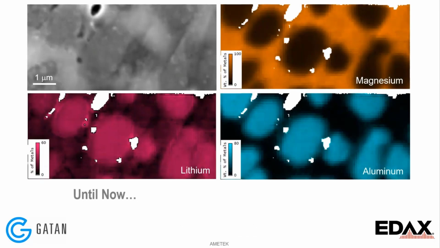That is until now. As you can see on the bottom left-hand side, in colorized in pink, we have a lithium map collected from a lightweight structural alloy. Now, before I go into any detail about what this map is and how we collected it, I want to take a step back and remind you of the lithium problem in the scanning electron microscope.